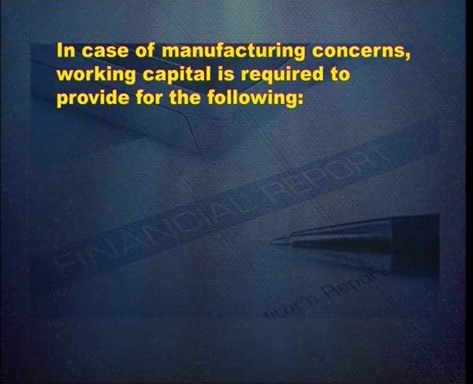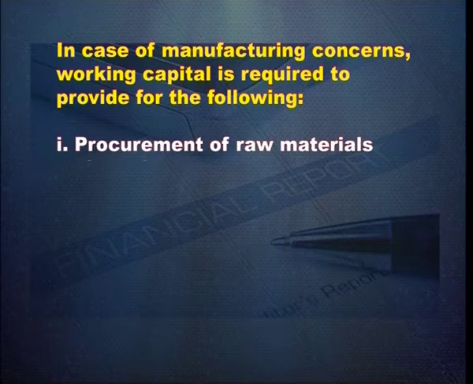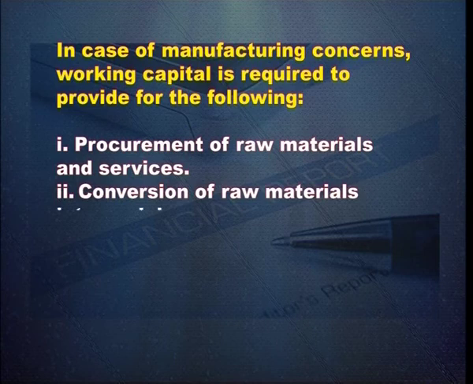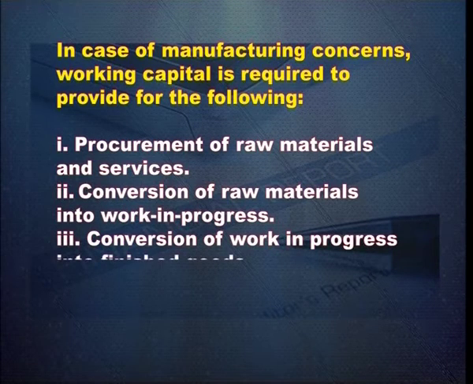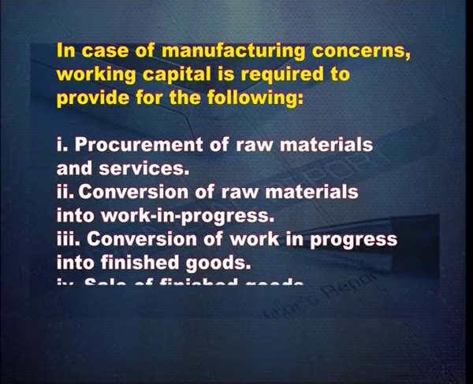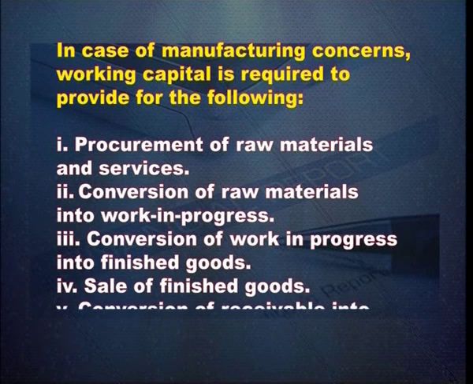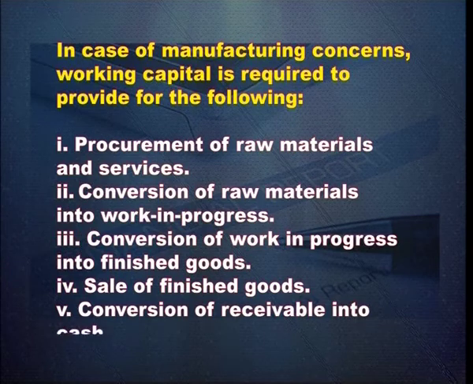First one, procurement of raw materials and services. Second one, conversion of raw materials into work in progress. Third one, conversion of work in progress into finished goods. Fourth one, sale of finished goods. Fifth one, conversion of receivable into cash.